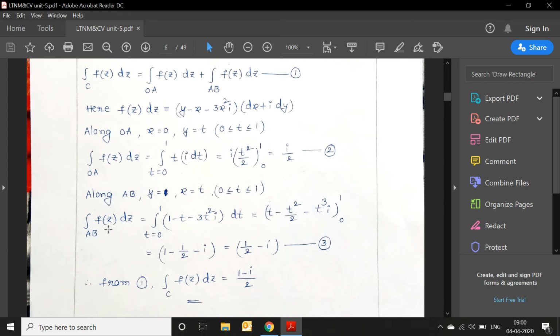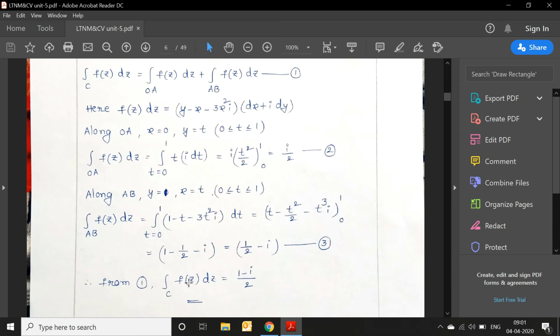So that's why integral A to B f of z dz is equal to integral t equal to 0 to 1, (1 minus t minus 3t squared i) dt. Because here the y value is 1 and the x value is t, we are giving the limits to t as 0 to 1. Then we are getting the integration: integral of dt is t, the integration of t is t squared by 2, and 3 into t squared integrates to t cubed by 3. The 3 cancels, t cubed i, limits are 0 to 1. We are getting the value 1 by 2 minus i.